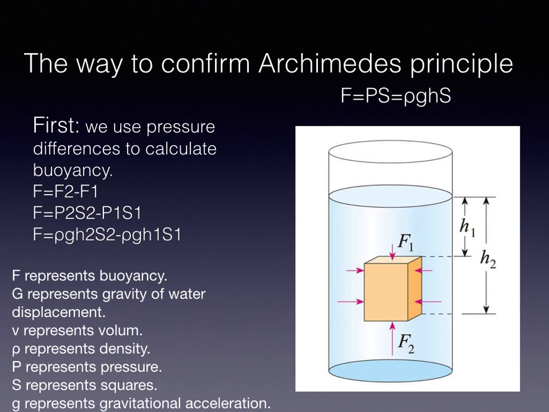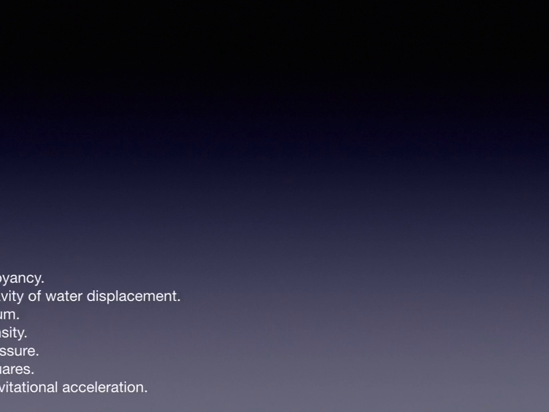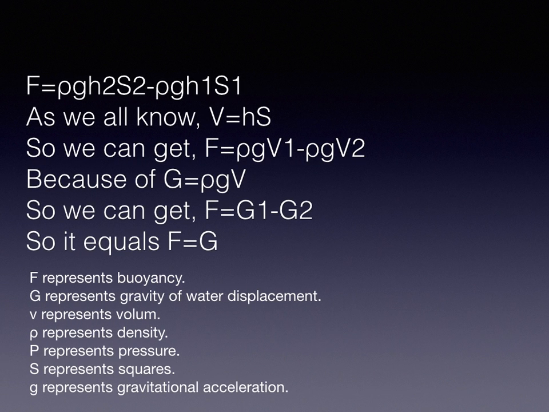So we can get F equals rho times g times h2 times S2 minus rho times g times h1 times S1. As we all know, volume equals height times square. So we can use volume to take the place of height times square, so we can get F equals rho times g times V1 minus rho times g times V2. Because gravity equals rho times g times V, we can get F equals G1 minus G2. And finally, we can get the principle F equals G.